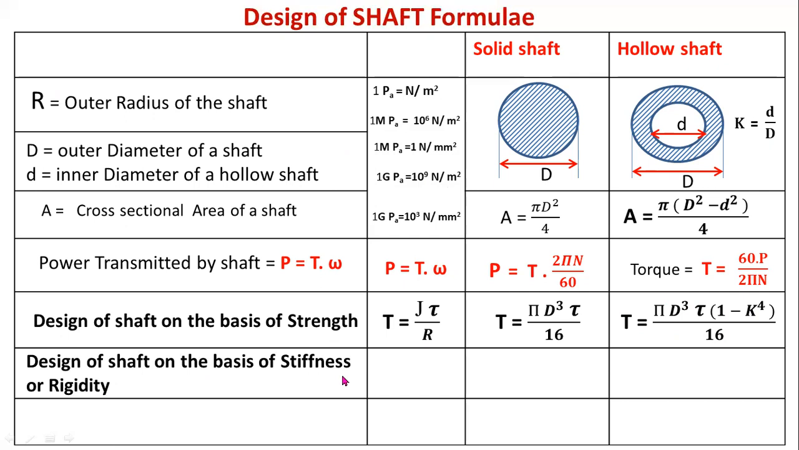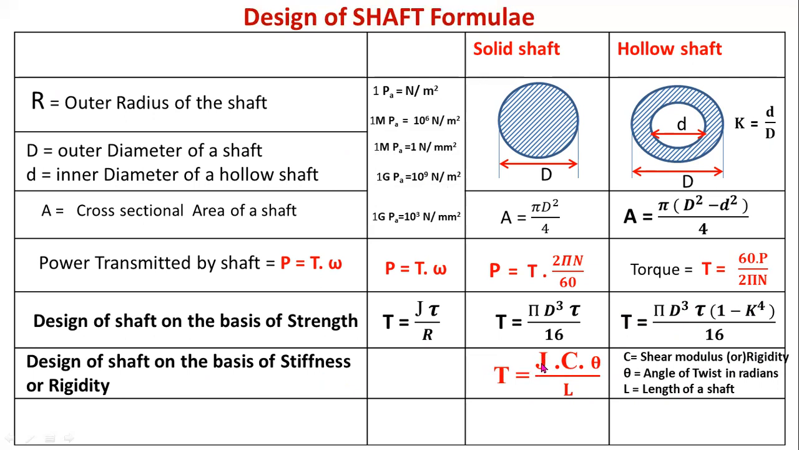In a similar way, if you want to design a shaft on the basis of stiffness or rigidity, then you have to use this formula. From the torsional equation, T by J equals C into theta by L, you can get the value of shaft diameter on the basis of rigidity or stiffness. Here capital C is the shear modulus or modulus of rigidity. Theta is the angle of twist in radians. L is the length of the shaft.